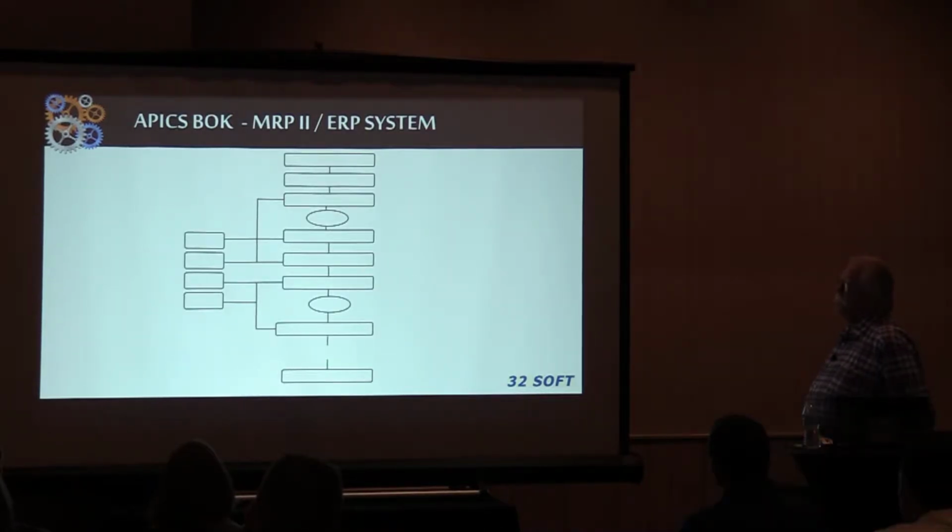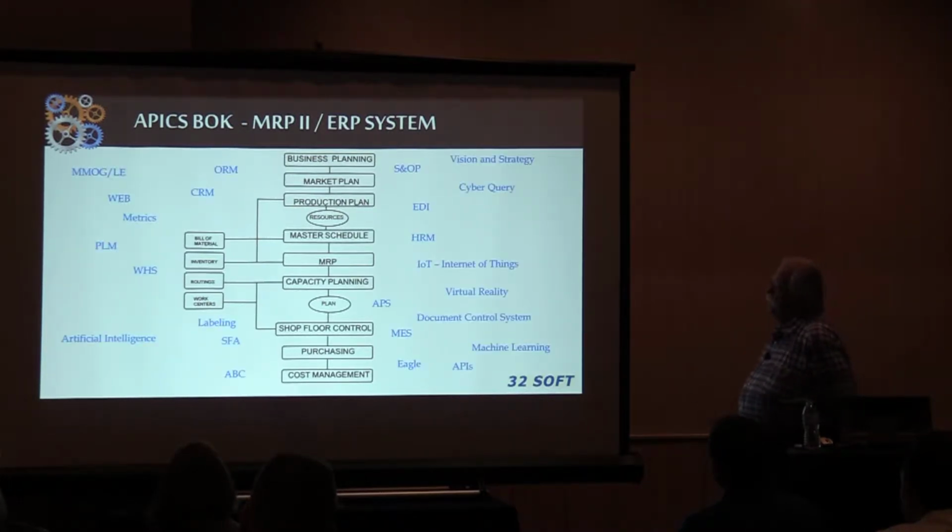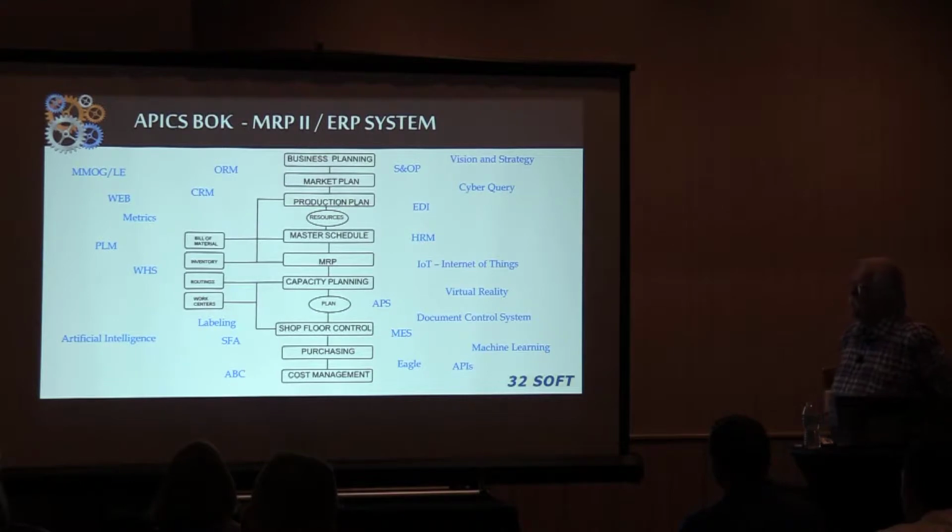So here's the old APICS body of knowledge. This is the flow chart that usually covers business planning, production planning, master scheduling, MRP, capacity, shop work and purchasing, and then the ubiquitous cost people down there trying to keep track of how much all this costs the organization. So this turned into ERP, and now we have a whole plethora of applications.